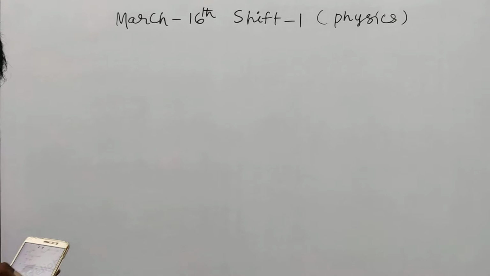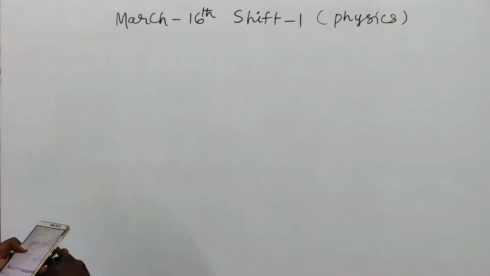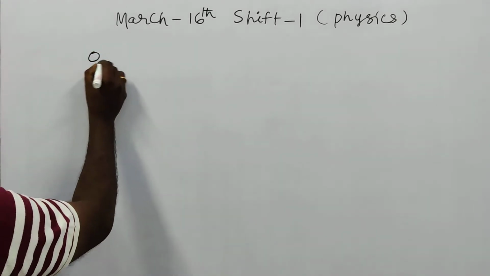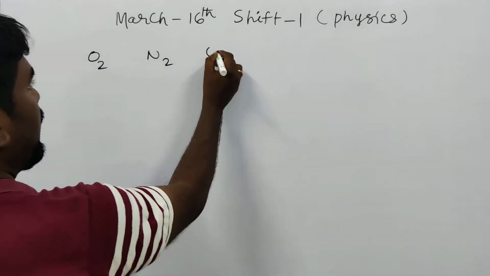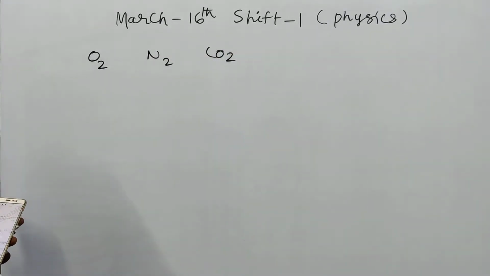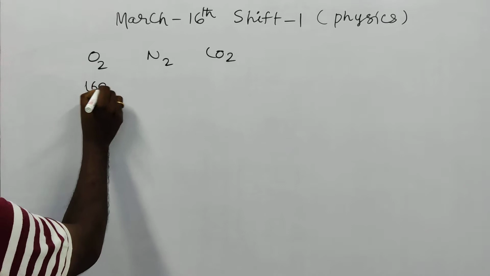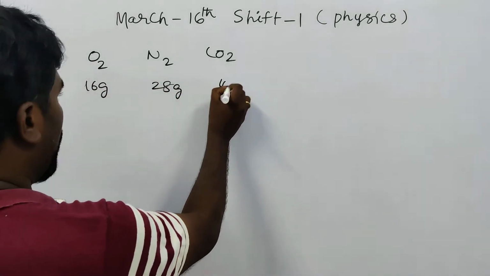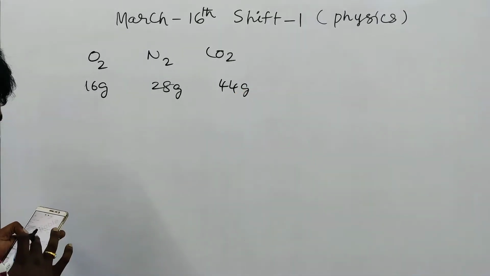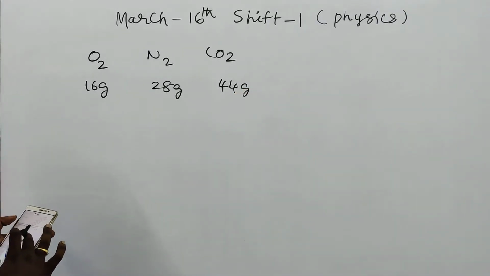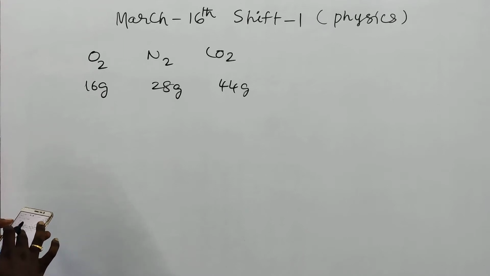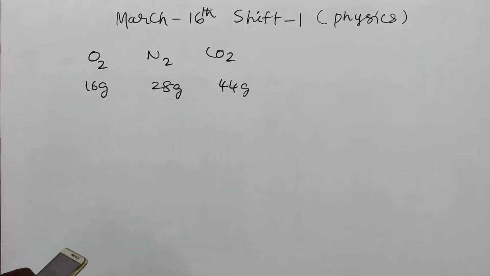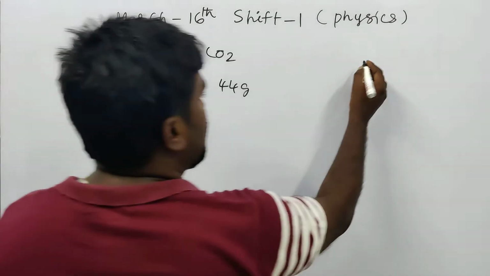The next question: three gases, oxygen, nitrogen, and carbon dioxide, having masses of 16 grams, 28 grams, and 44 grams respectively, are filled in a container of volume V. Evaluate the total pressure if the temperature of the gases is T.